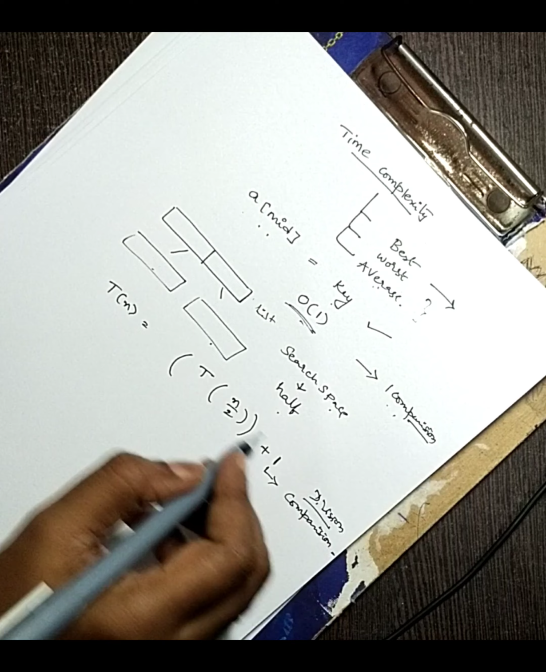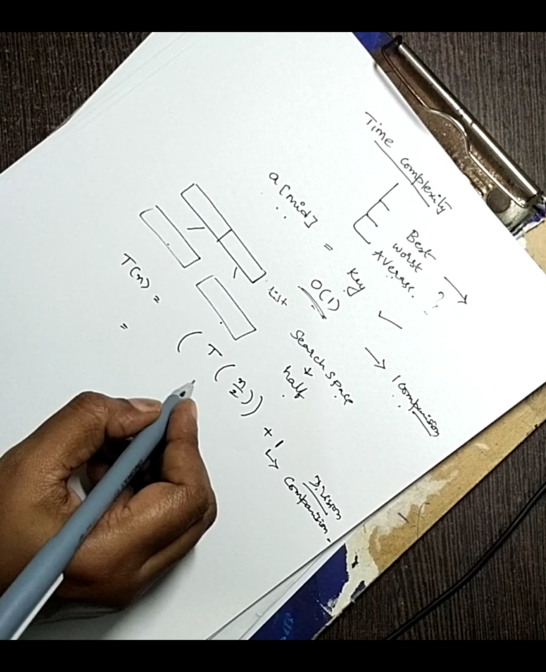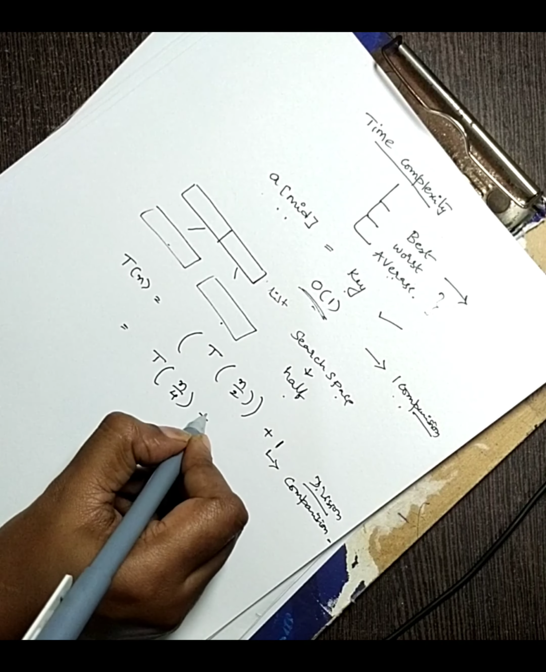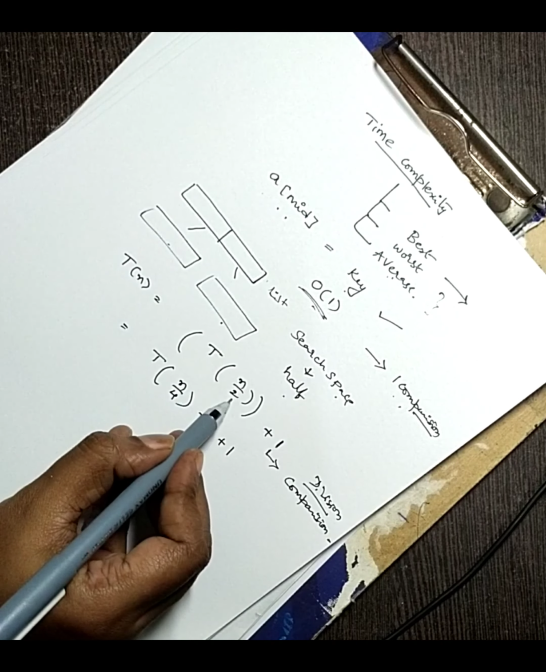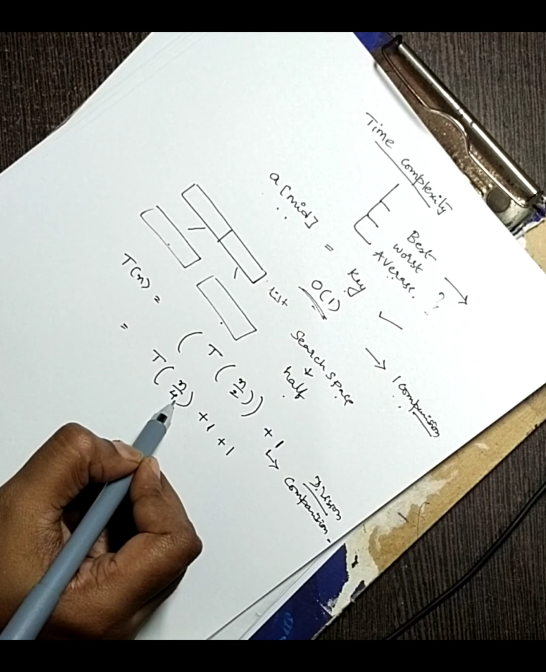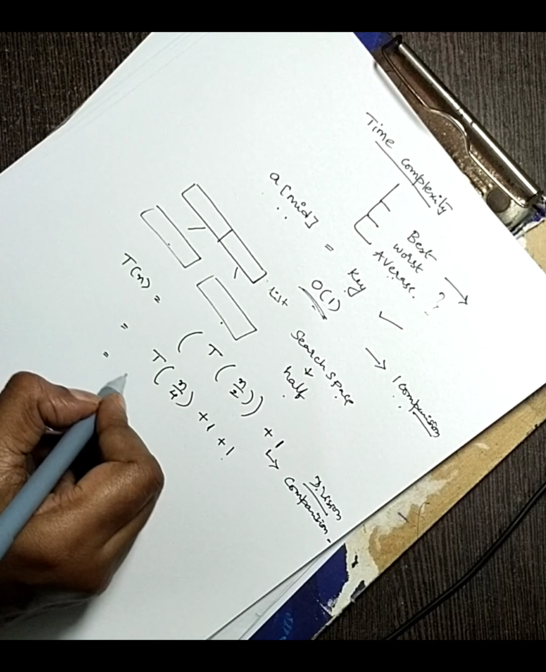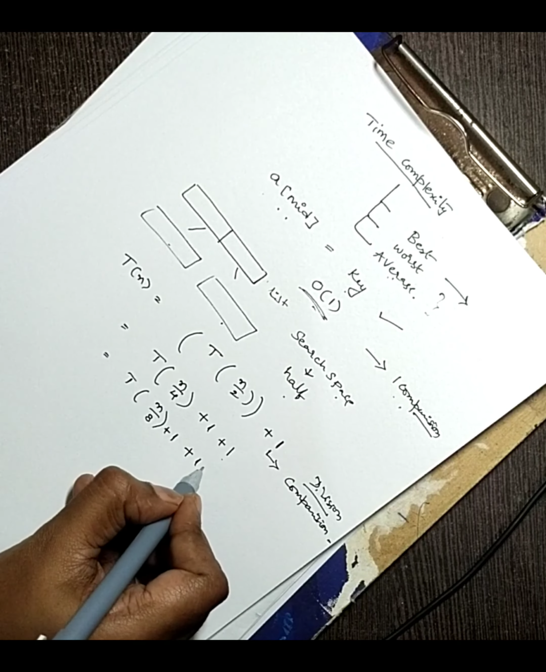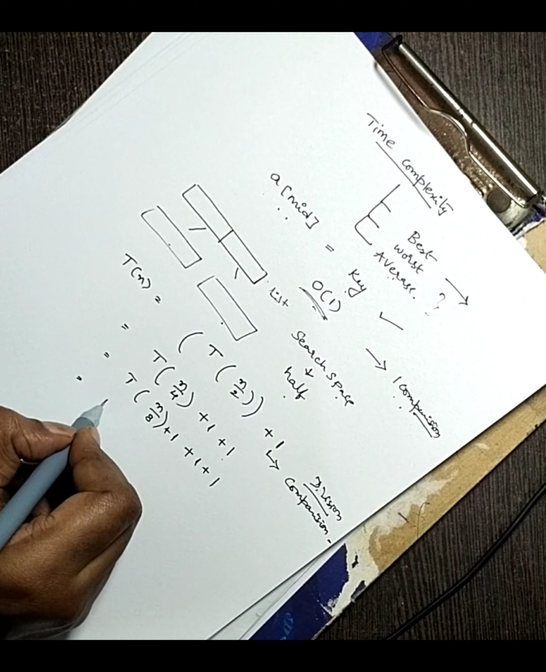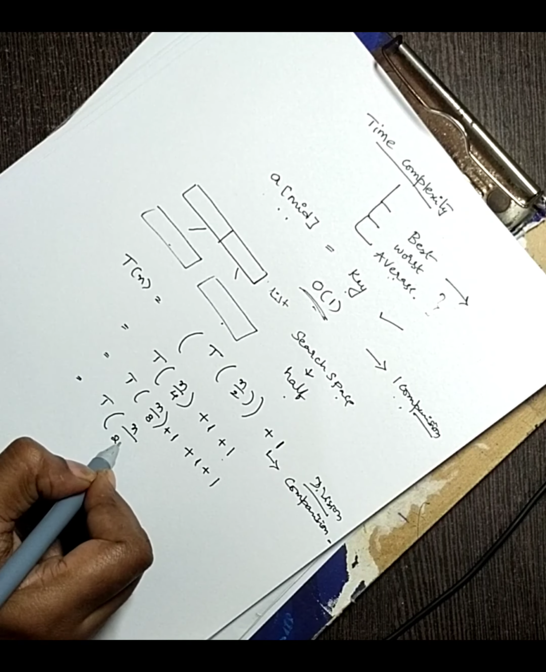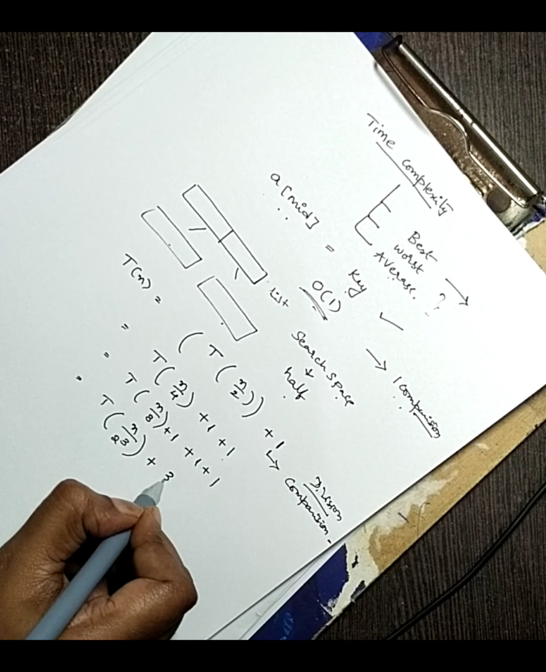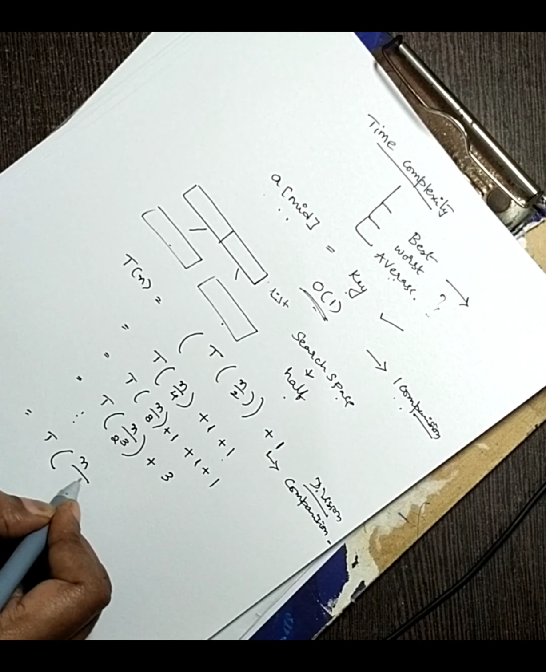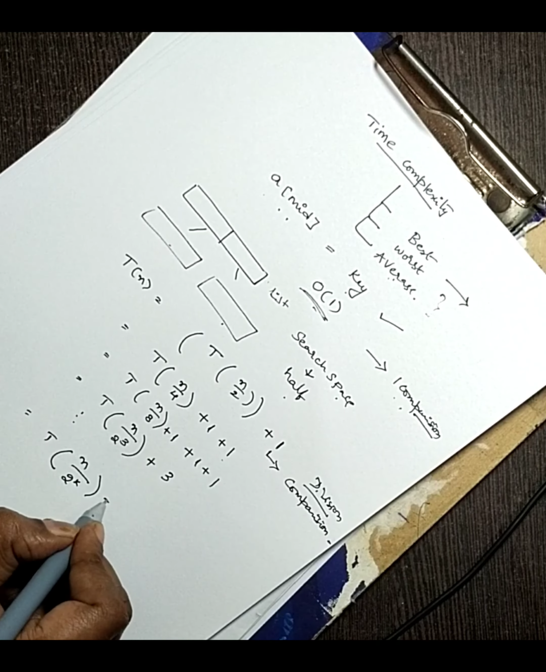Division and comparison. Now let us expand this T of n by 2. Again T of n by 2 can be written as T of n by 4 plus 1 plus 1, as T of n by 2 is equal to T of n by 4 plus 1. T of n by 4 can be written as T of n by 8 plus 1 plus 1 plus 1. That is written as T of n by 2 cube plus 3. Like this we can write as T of n by 2 power k plus k.